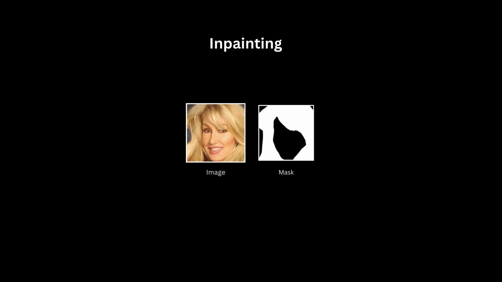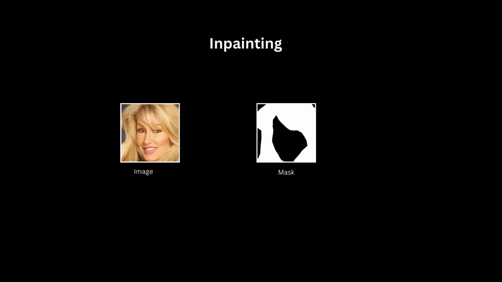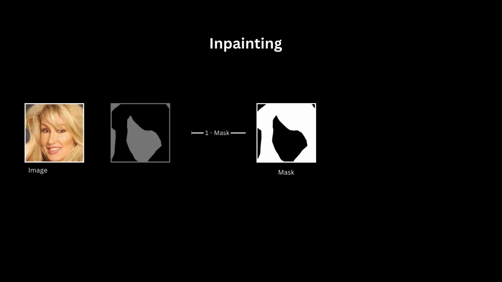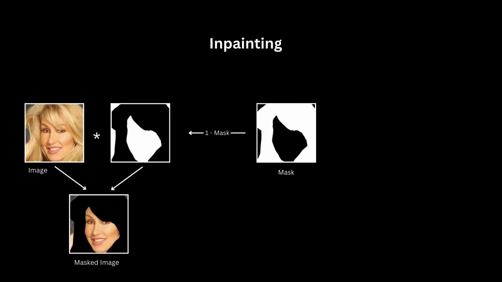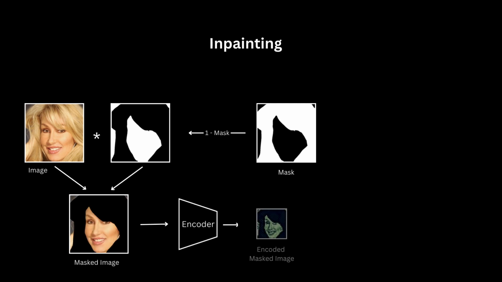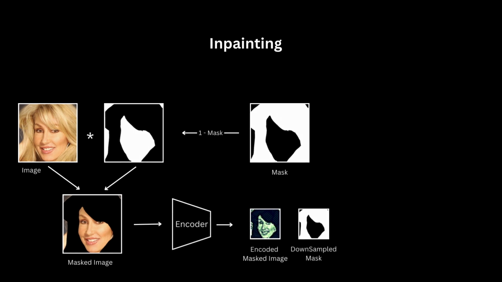So we have our image and mask. We first use the inverted mask to generate a masked version of the original image. This is then fed to the encoder to create a latent image for this masked image. We also downsample the mask to the same resolution as the latent image. This is similar to the semantic synthesis task that we saw earlier.